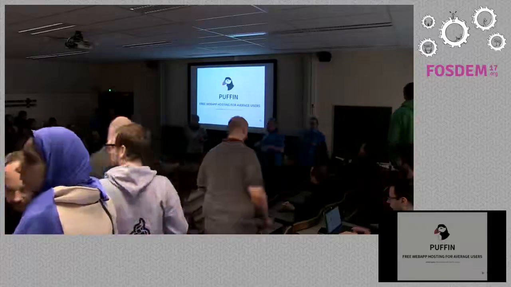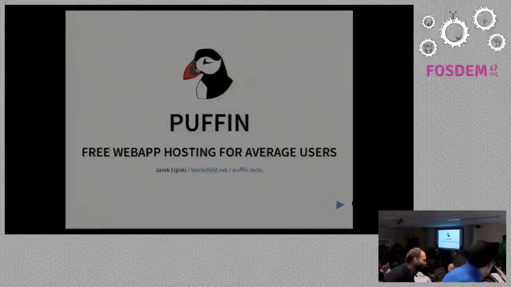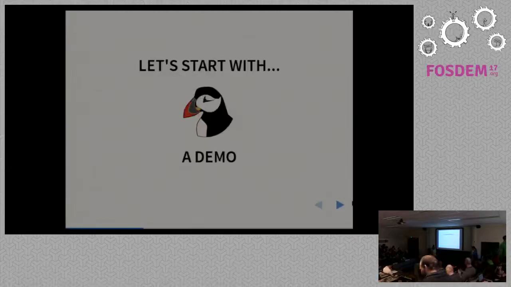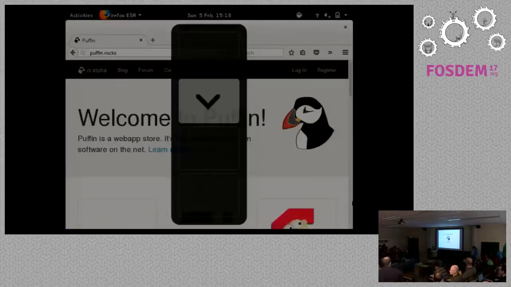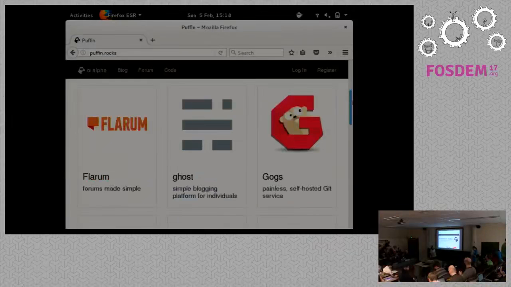I have a little project to show, which is called Puffin. Webapp hosting for average users, I hope. Here it's about making distribution simpler for a normal user. I was wondering how to start, and I would like to start a bit unconventionally. Let's start with a demo, and then I will give you some theory, some boring stuff, on how it works.